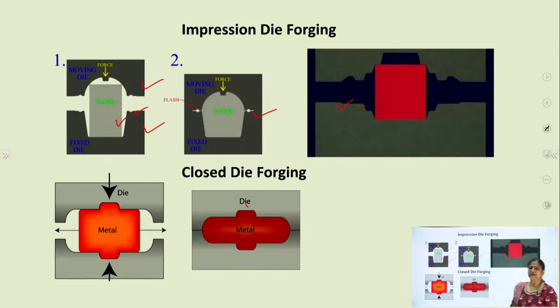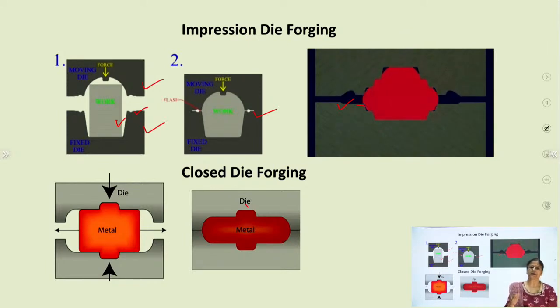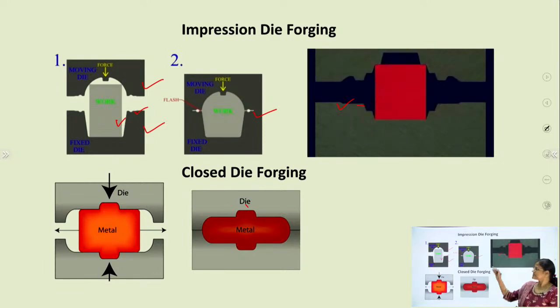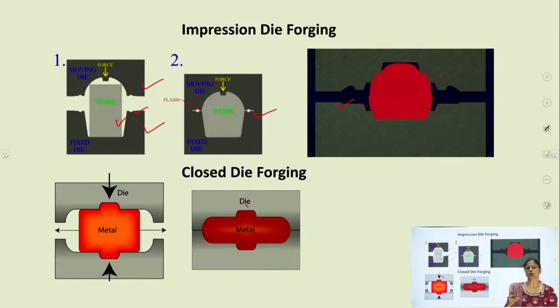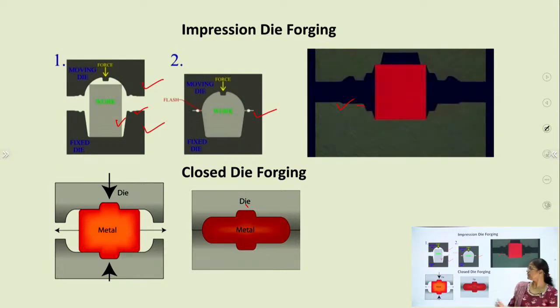So impression die forging cannot produce net shape. The shape and accuracy in impression die forging is less as compared to closed die forging, and as compared to closed die forging it requires less power to forge the material.